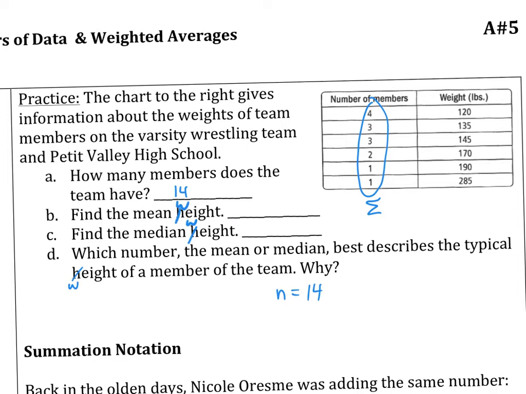Next, find the mean height. On my screen, it'll say 152.5 pounds. Remember, the x with the bar over it is the mean. Now find the median weight. And we get 140. Remember, that one says med equals, and it's usually on the second screen on the TI. All right, now looking at D, which number, the mean or the median, best describes the typical weight of a member of the team, and why did you choose that?